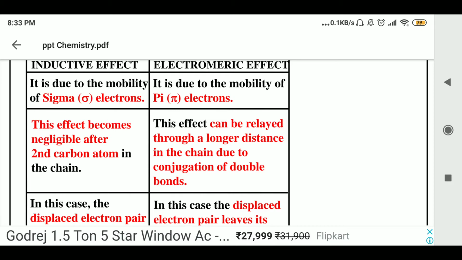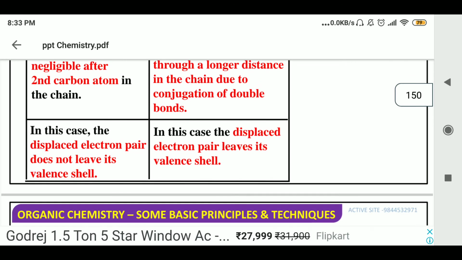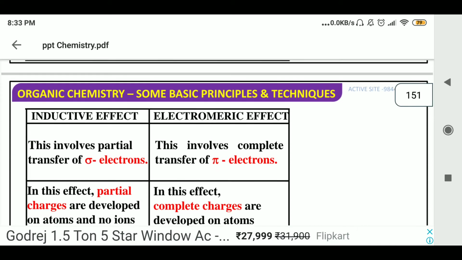This effect becomes negligible after second and third carbon in the chain, whereas if we talk about electromeric effect, this effect can be relayed through a longer distance in the chain due to the conjugation of a double bond. So in case of inductive effect, the displaced electron does not leave its valence shell, whereas in electromeric effect, the displaced electron pair leaves its valence shell.